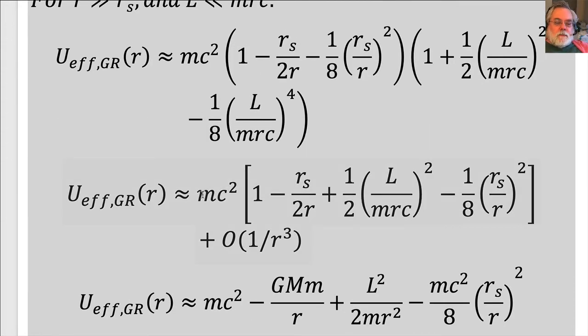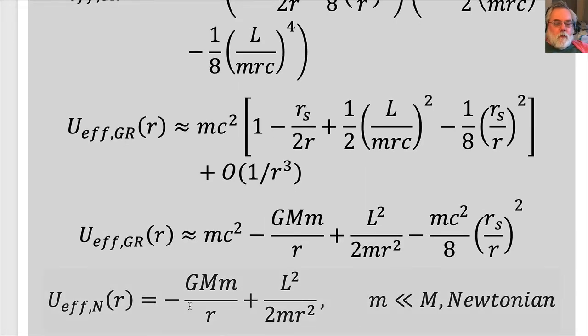Now we multiply the mc squared times each of the individual terms. We get mc squared. When we multiply mc squared times the Schwarzschild radius, remember the Schwarzschild radius is 2GM over c squared, so 2 cancels with 2. We get GMm in the numerator divided by r. When we multiply mc squared by here, this c squared cancels that c squared. This m cancels one of those m's. We get L squared over 2mr squared. And we get this for the 4th term.